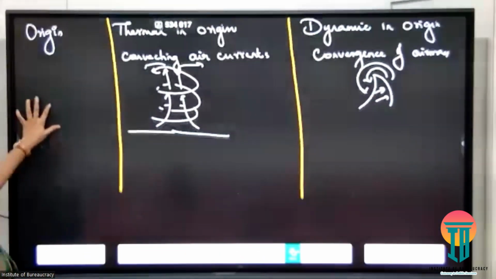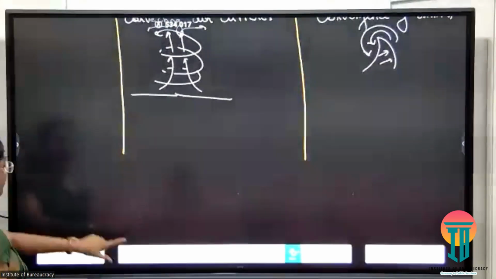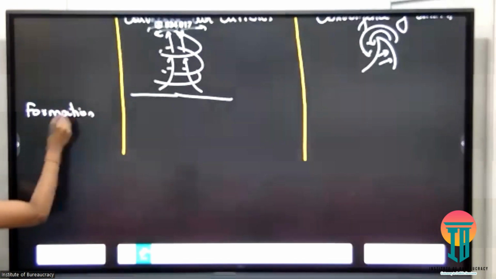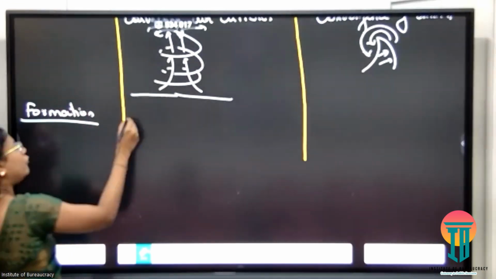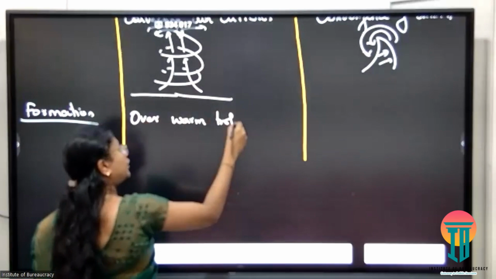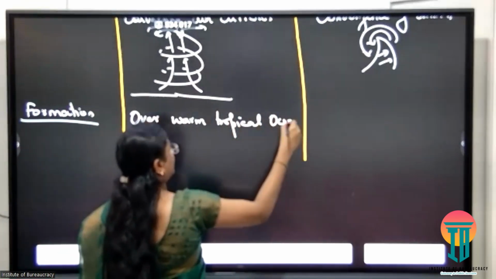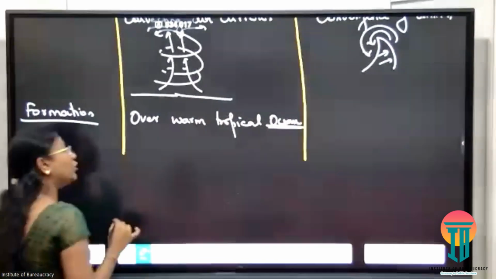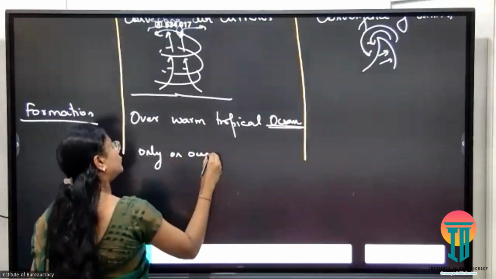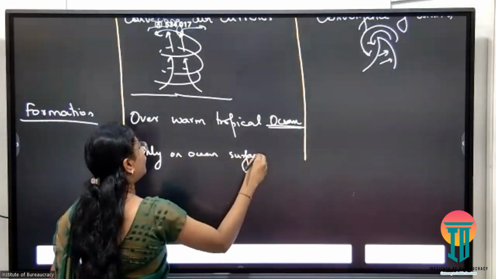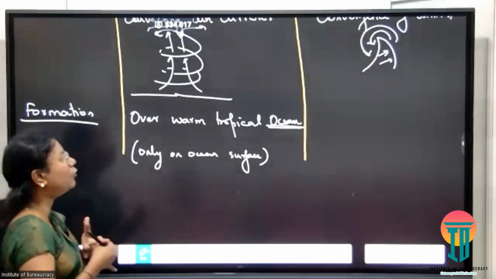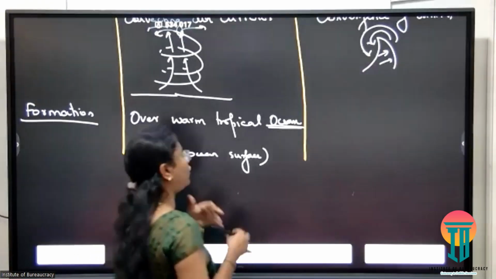Second criteria, formation, where they are formed. First we'll talk about the factors which I've already discussed in class. They are formed over warm tropical ocean, so only on the ocean surface. They form only over the ocean. Once they reach land, the cyclone dissipates. So they are formed over warm tropical ocean waters.